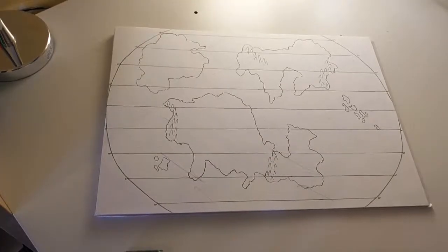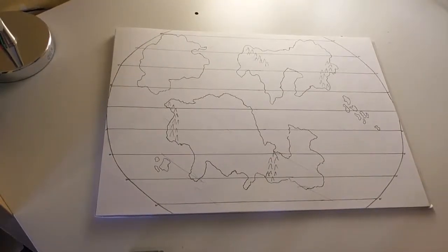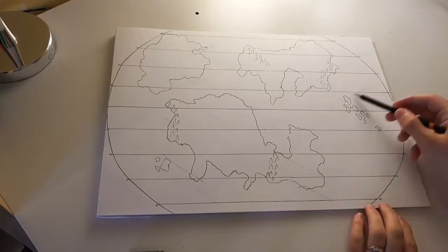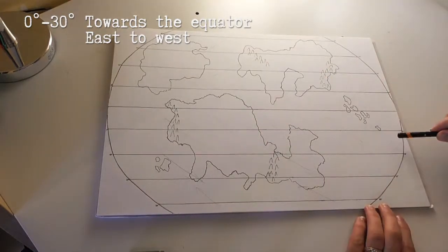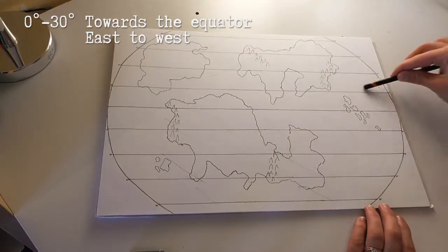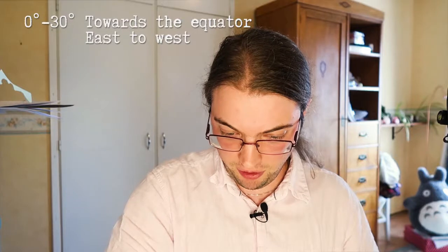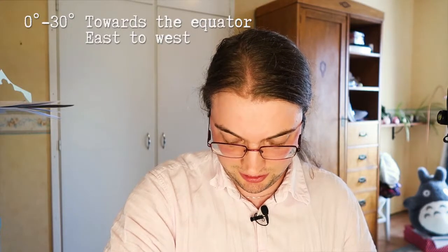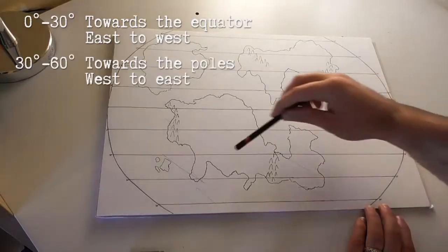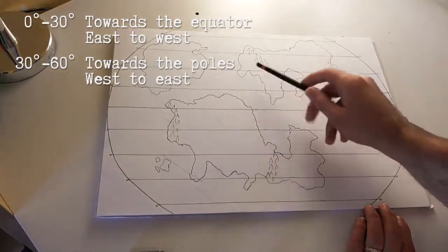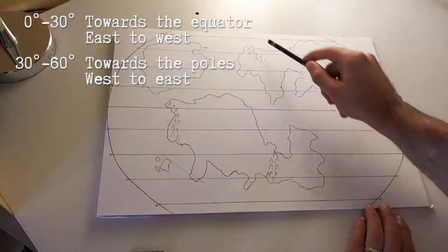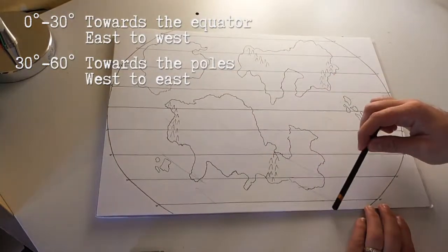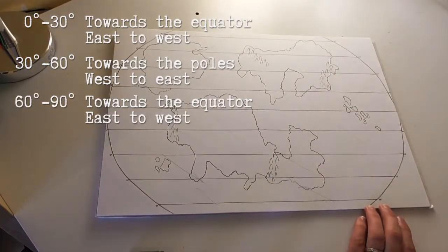Between 0 degrees and 30 degrees, both north and south, the prevailing winds are heading towards the west and towards the equator. So they're going in that direction and in that direction. From about 30 degrees to about 60 degrees, they are going towards the east and towards the poles, so in the exact opposite direction. And between 60 degrees and, well, up to 90, up to the poles, they are again going west and towards the equator.